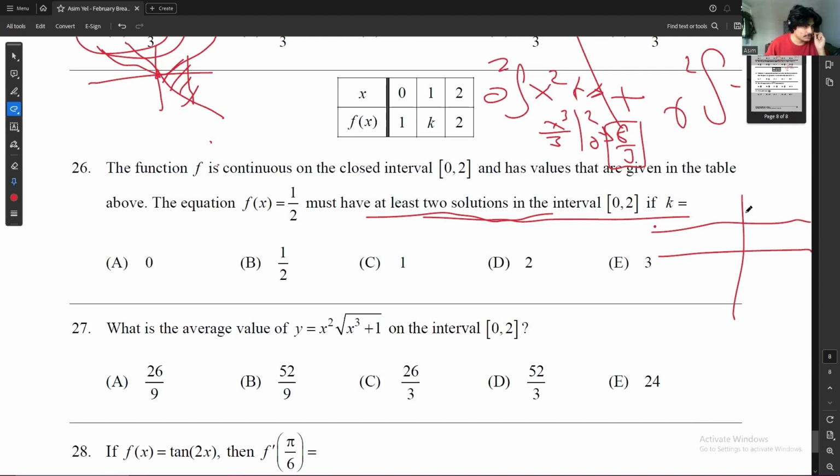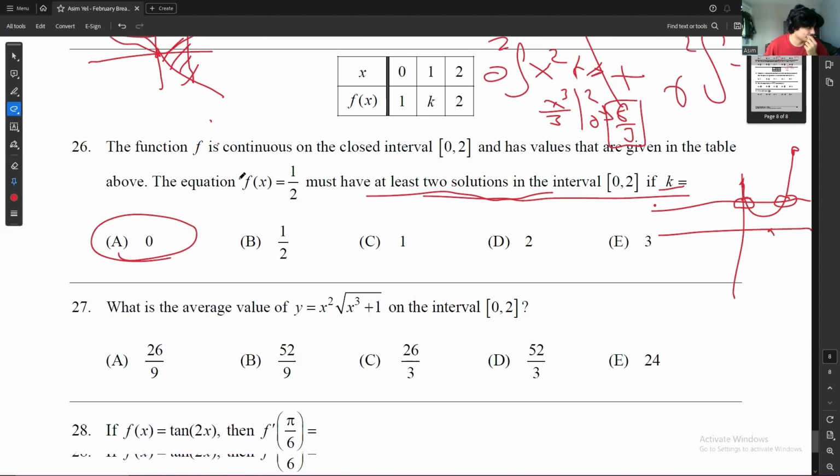And when I plug in 0, I get 1 for this. And when I plug in 1, I get k, which I don't know. And 2 for 2. So basically, it's going to be something like this. Since it has two solutions, it has to be somewhere around here. Therefore, there should be such a k value which satisfies this. So it should be under 1/2 in order to make this two solutions.